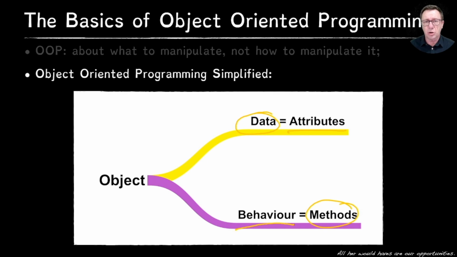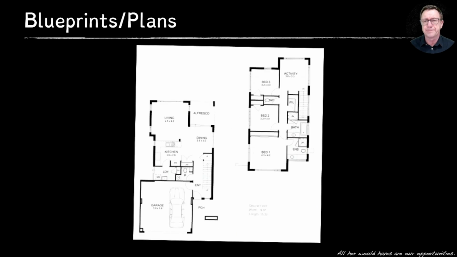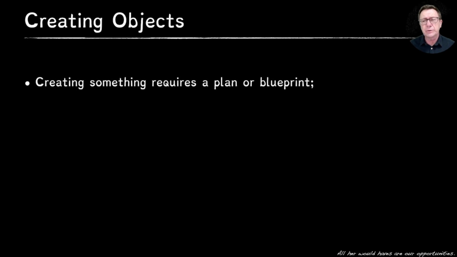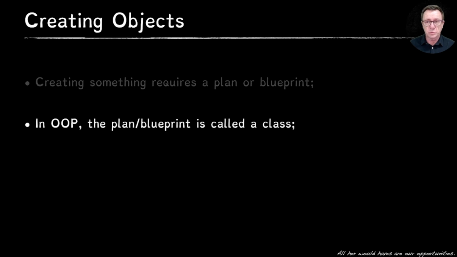I've said this is object-oriented programming simplified, and I've already gone through that. We've got our blueprints, our plans. This is what we were talking about. We've got blueprints and plans, and now we create from that blueprint, from that plan. In this case, we've created a house. We create objects from the plan.